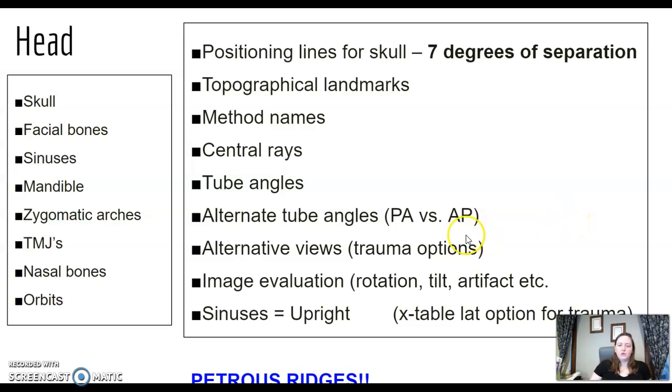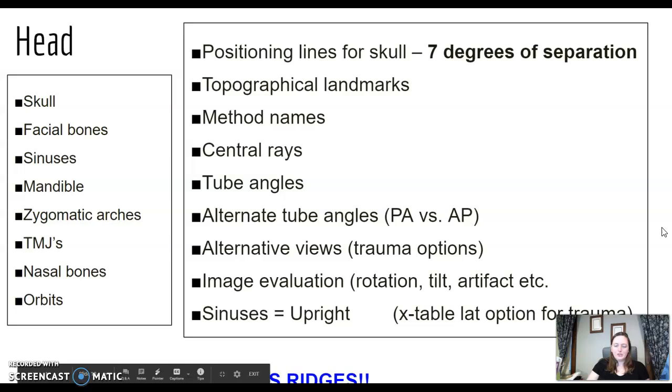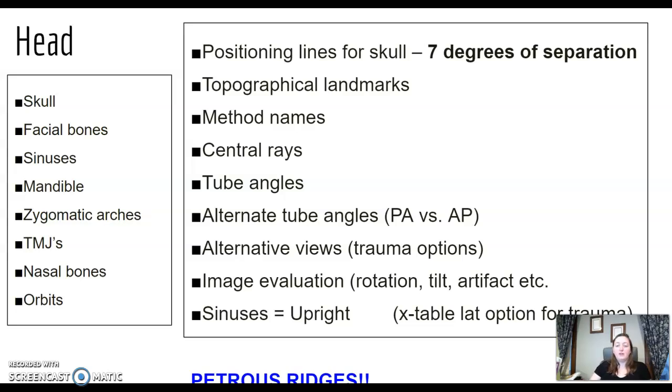Image evaluation, how do you evaluate for rotation, tilt, artifact, etc. Usually for sinuses, the key is that they're upright for air fluid levels, and then the cross-table lateral option would be used for trauma. Petrus ridges, that's the key for head positioning, and I know you've heard me say that a million times, but Petrus ridges are the key to knowing if you're in correct position.